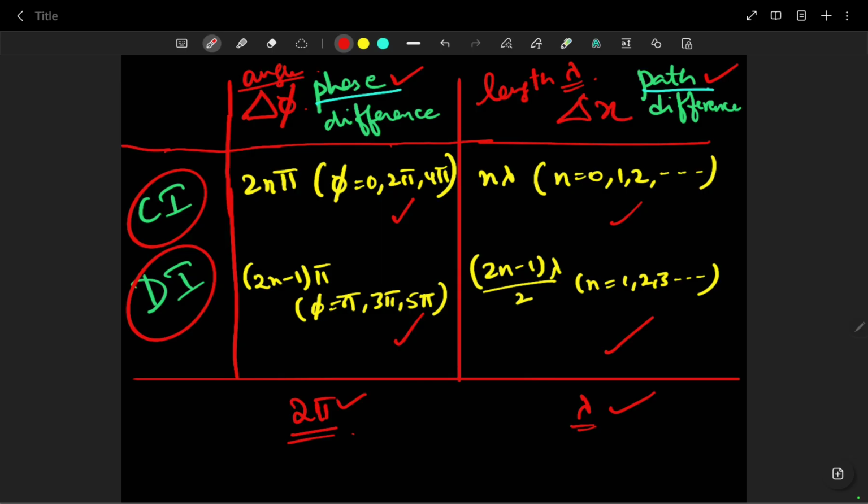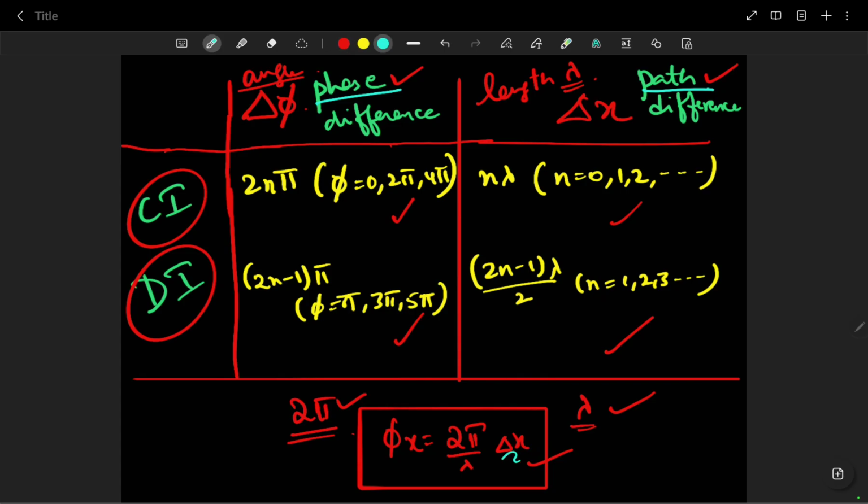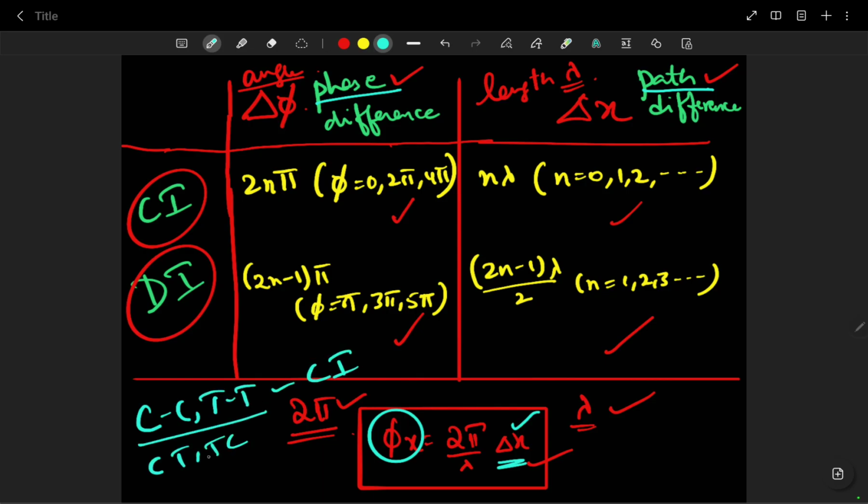Also you should know the relation between these, that is phi is equal to 2 pi by lambda into delta x. This formula is very important for us in order to calculate. If you have delta x with you, that is more than enough, you can easily calculate the phase difference. And repeating again, crest and crest is constructive interference, crest and trough is destructive interference. That's all we've discussed so far.